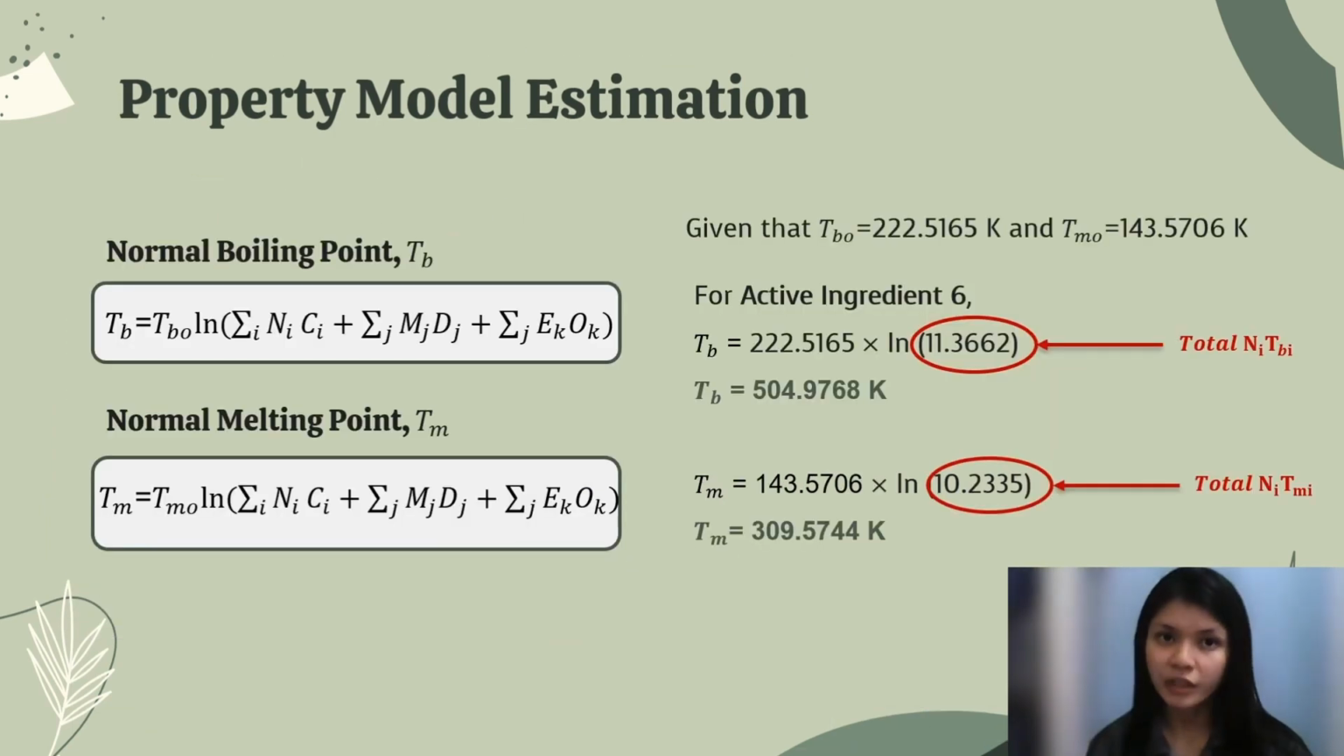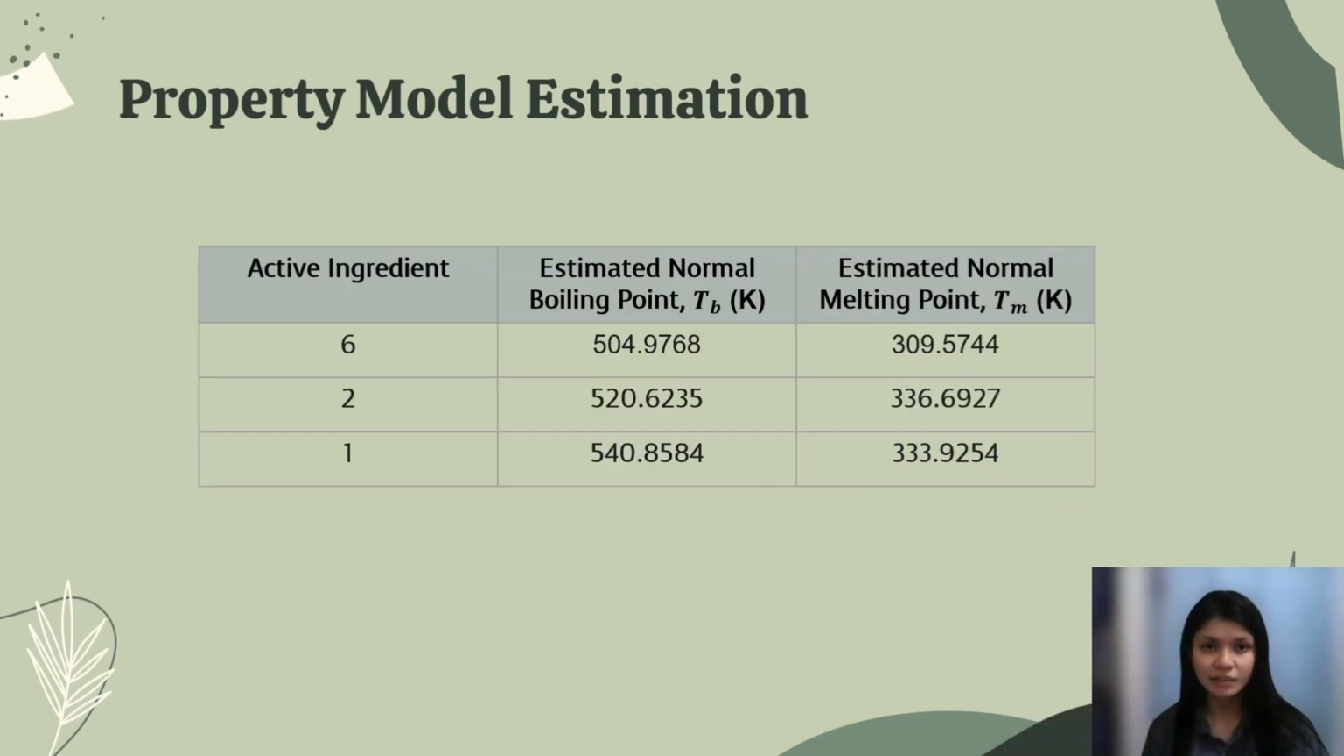So now, we are going to calculate the normal boiling point and normal melting point for the best 3 candidates selected. Here are the formula that we use. The constant value given are 222.5165 Kelvin and 145.5706 Kelvin respectively. We substitute the sum of the contribution calculated before this into the formula, and we get the estimated normal boiling point and melting point for each active ingredient selected.